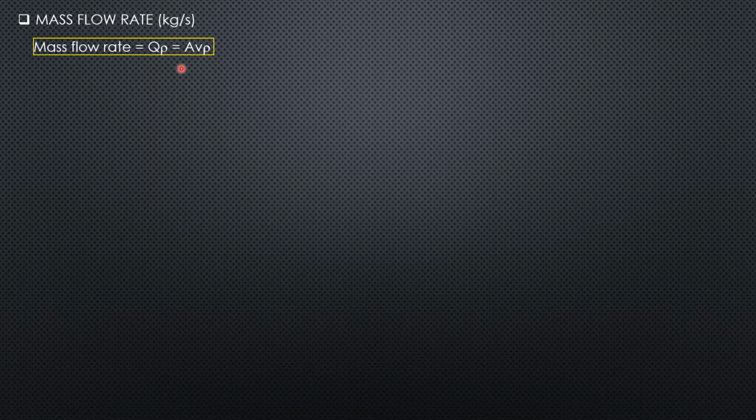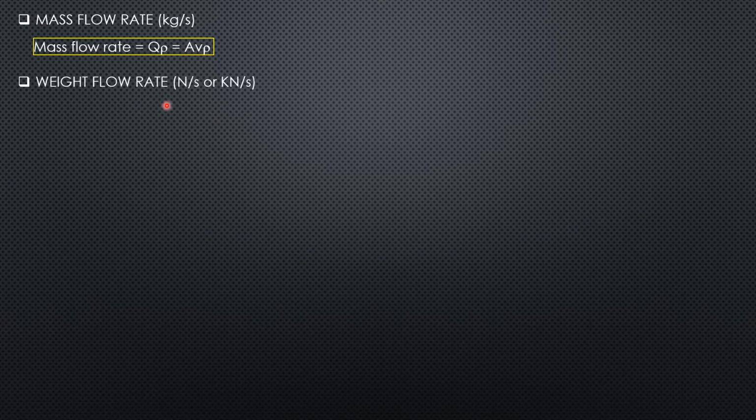Then let's have the term mass flow rate in kilogram per second. Mass flow rate is the product of discharge and density. So cubic meter per second times kilogram per cubic meter will give us mass flow rate. Or since Q is area times mean velocity, it is also area times mean velocity times density.